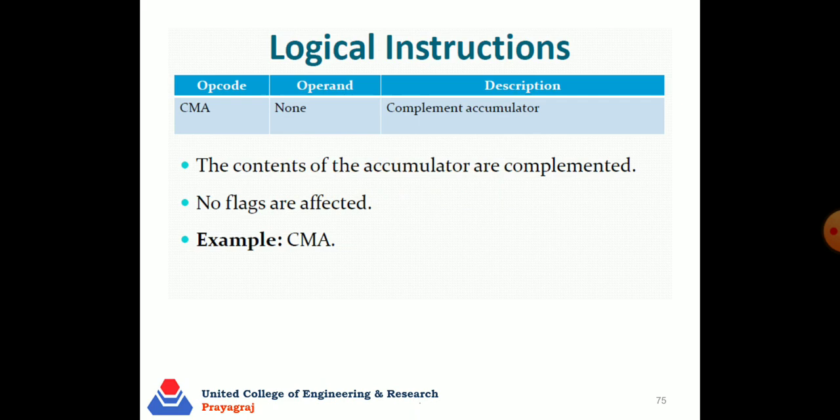That means if we have any number, first we have to convert this number into binary form. Then, whatever the value of the binary pattern, if it is 1, it becomes 0. If it is 0, it becomes 1. Very, very simple instruction.